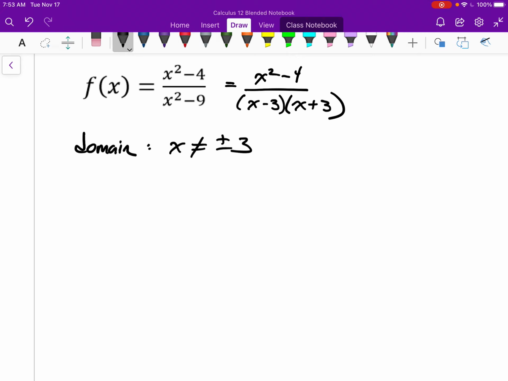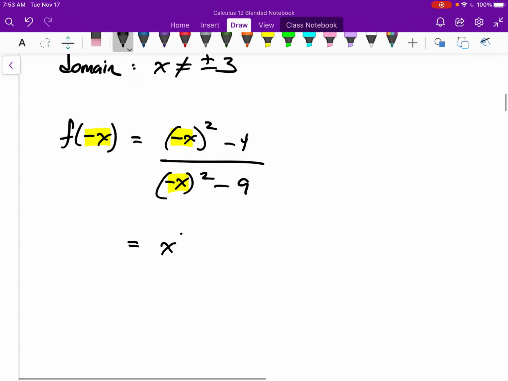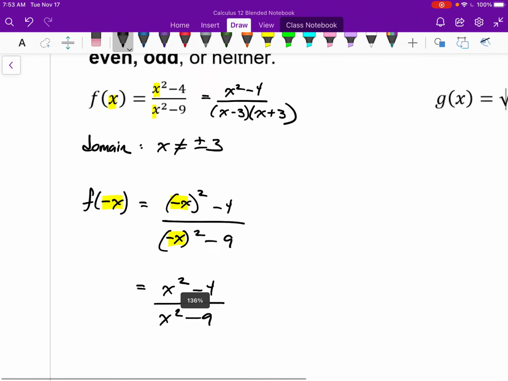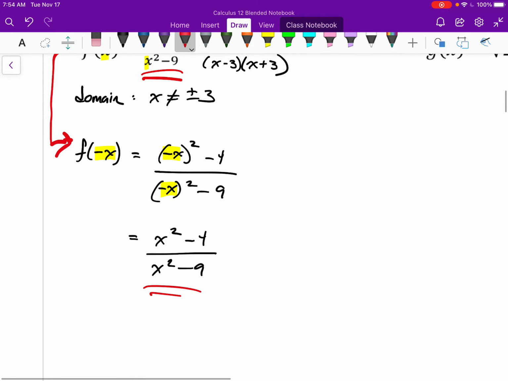So let's see. One way of telling is, let's see what f of negative x would equal. f of negative x would be negative x squared minus 4 over negative x squared minus 9. Right, everywhere there was an x up here, substitute it with negative x. And so let's clean this up a bit, and notice what I get is the same as just x squared minus 4, because a negative times a negative is positive, over x squared minus 9. And what I have right here is the same as what I have up here, which means f of x is the same as f of negative x. So without even visualizing the graph, I know this function must be even.